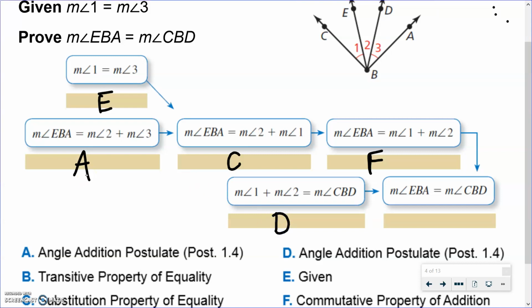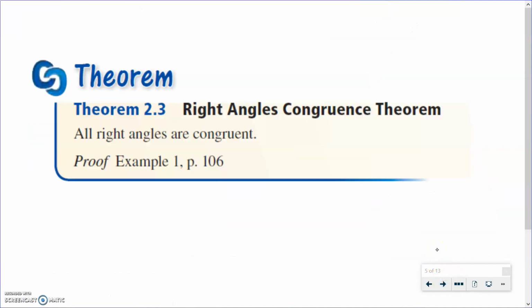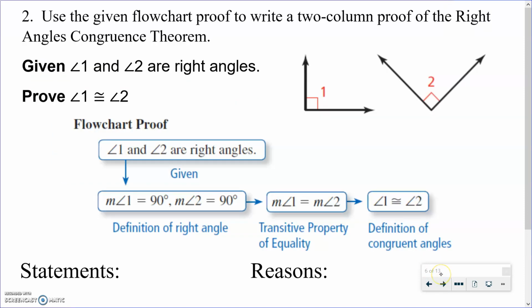Okay, and then this last one here is the transitive property because you're cutting out, remember, this entire side of the equation and this entire side and setting these two pieces equal to each other. Okay, so I'm going to show you a new theorem, and that theorem is the right angles congruence theorem, and that just says that all right angles are congruent, something we would assume, but it does have a name. Okay. So now we're going to use that idea and we're going to write a proof.